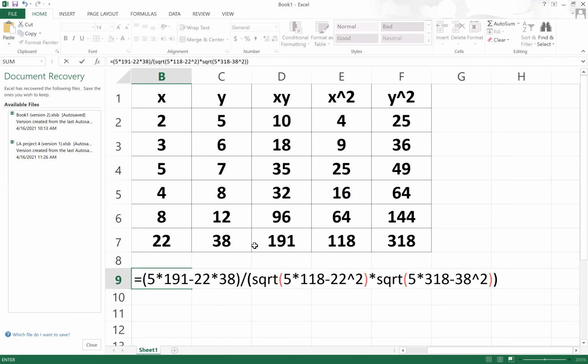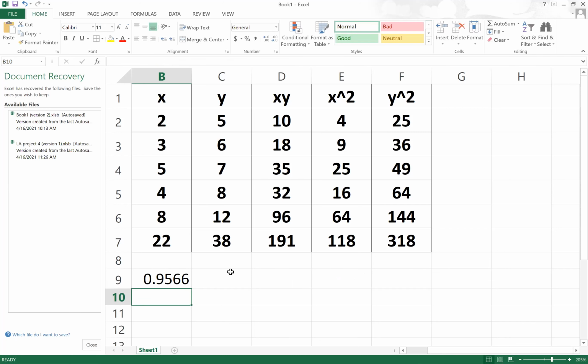Okay, and then we close the denominator. Then we should be able to get this, right? Get the result. Okay, and typically you run it to 4 decimal places. It's already running to 4 decimal places, so we're good, right? So it's 0.9566.